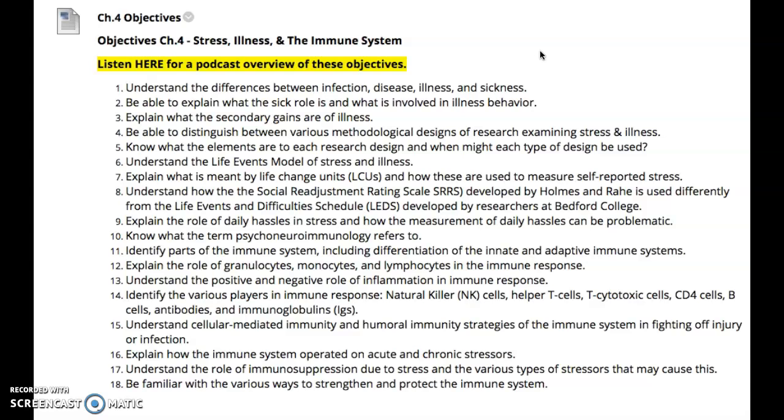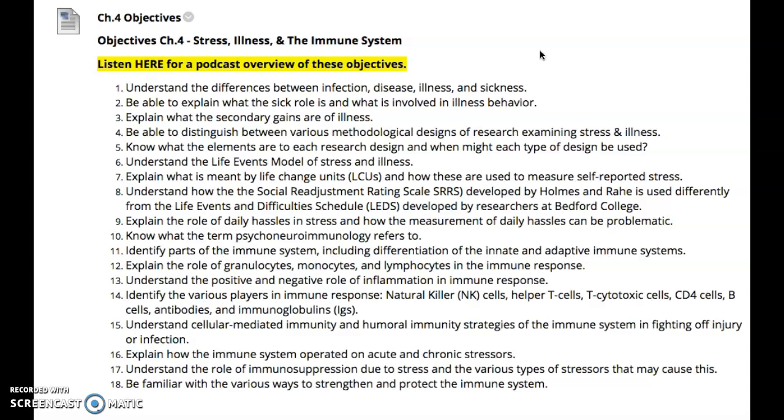Also be able to explain what the sick role is that a person adopts when they are ill, and what's involved in his or her illness behavior. When a person is ill, they take on different aspects of behavior that signal to other people that they're ill. What are those? And how do we as a society define what happens when somebody gets sick?